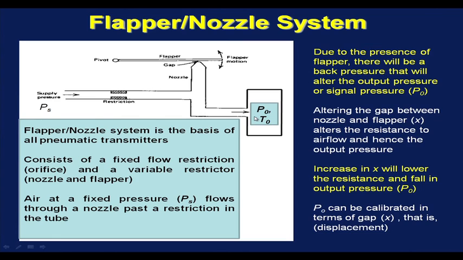Altering the gap between nozzle and flapper alters the resistance to airflow and hence the output pressure. An increase in the gap between nozzle and the flapper will lower the resistance and cause a fall in output pressure. Therefore, the output pressure or signal pressure, represented here by P0, can be calibrated in terms of the gap that exists between flapper and the nozzle, which is displacement.